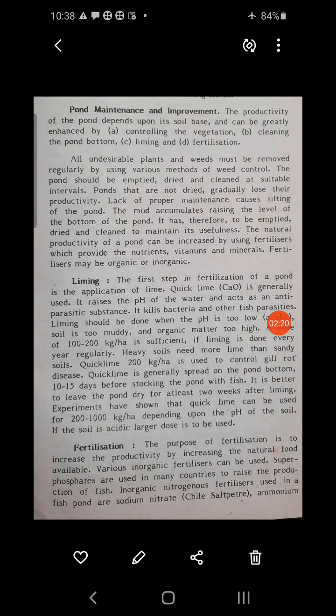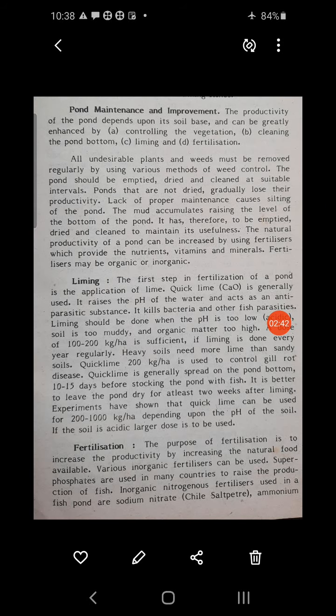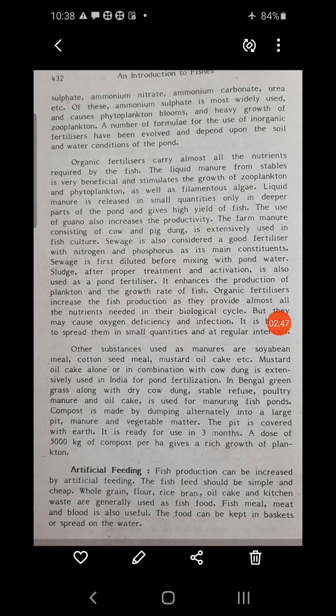Various inorganic fertilizers can be used. For example, superphosphates are used in many countries to raise the production of fish. Then the inorganic nitrogenous fertilizers used in a fish pond are sodium nitrate, ammonium sulfate, ammonium nitrate, ammonium carbonate, then urea, etc. Of these, ammonium sulfate is the most widely used and causes phytoplankton to bloom and heavy growth of zooplankton.